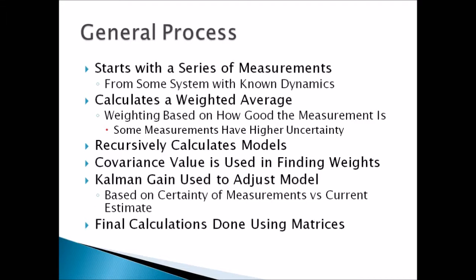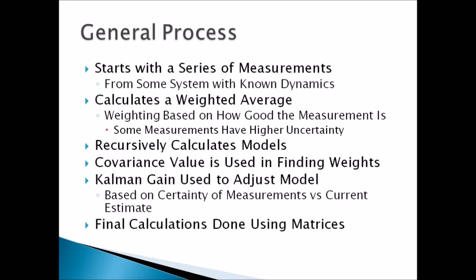Now, the general process of performing Kalman filtering starts with a series of measurements. You'll have some type of system with known dynamics, for instance, a spacecraft. You'll calculate a weighted average of the measurements that have been taken, and you're going to weight them based on how good the filter considers the measurement to be. Oftentimes more recent measurements might be considered better, but that's not necessarily the case. It depends on how the filter's set up.